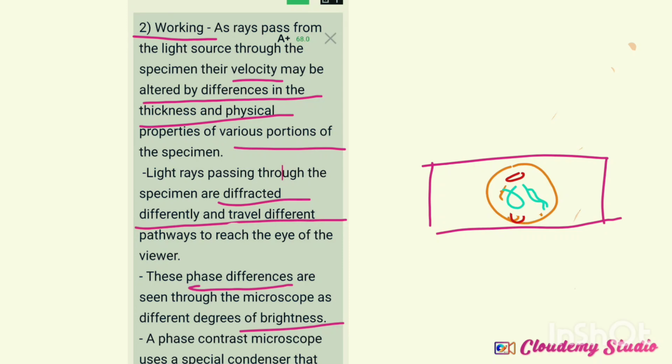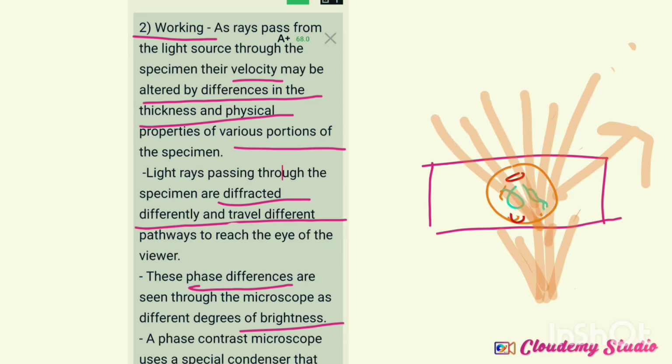When light passes through the specimen, at that time the velocity of the light gets changed. Why does it get changed? Because this specimen has different refractive index, and different parts of the specimen have different thickness and different physical properties, and therefore their refractive index is also different, and when these light rays pass through the specimen, their velocity gets changed.